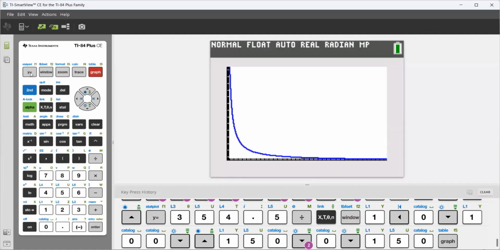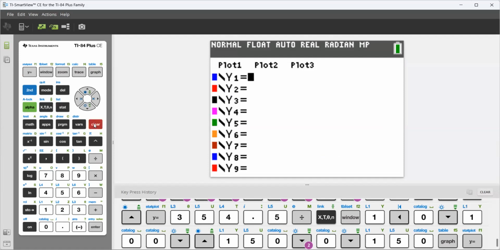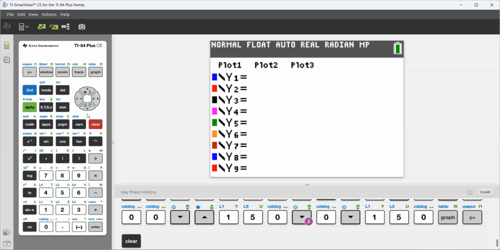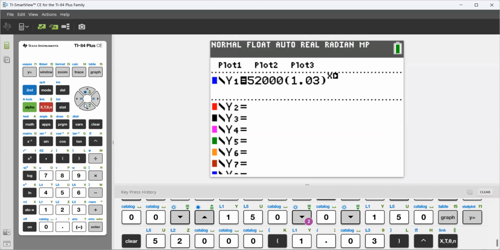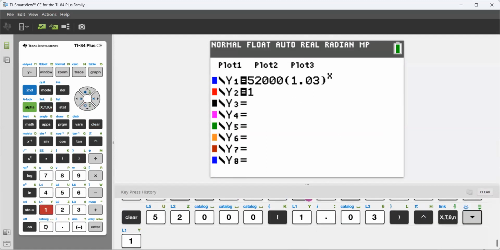So I'm going to go to y equals and erase that. And then I'm going to put in my y1 as 52,000. I'm just going to do it the bigger way first. And then times 1.03 to the power x. And then we have y2 as 104,000.